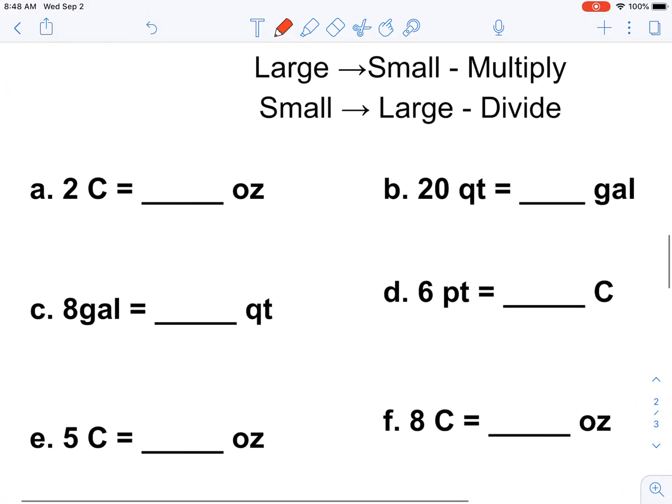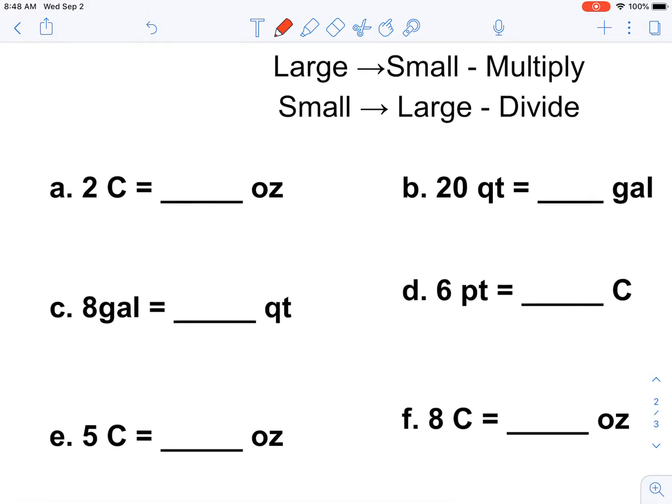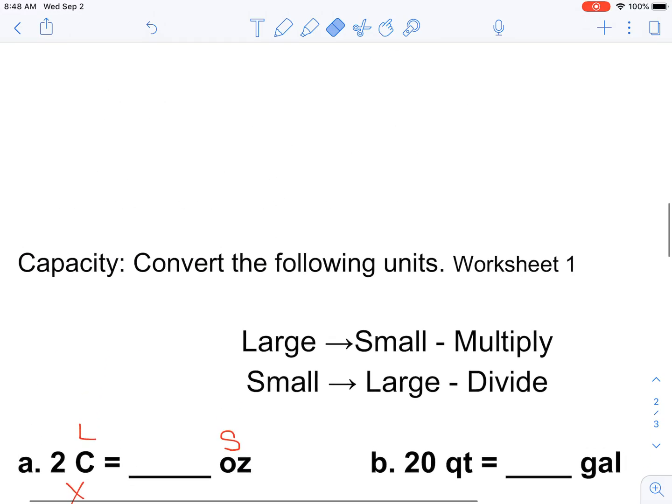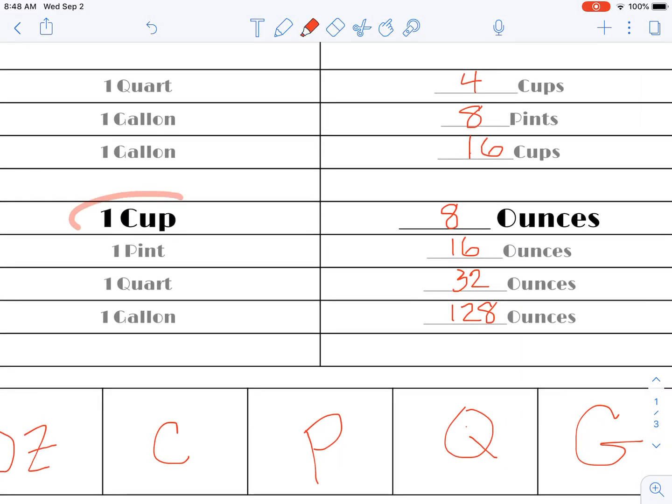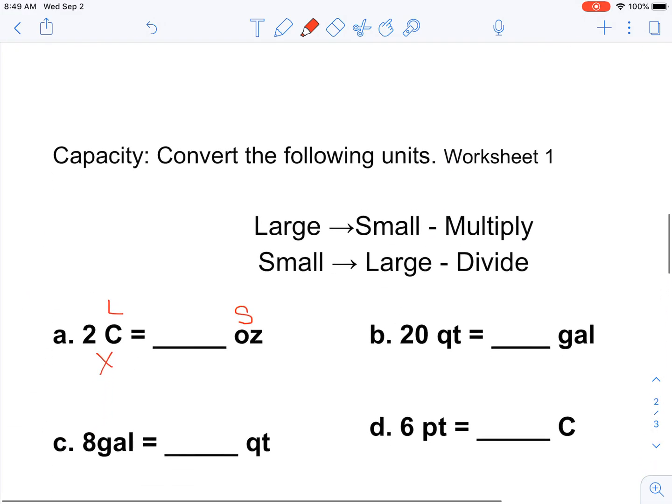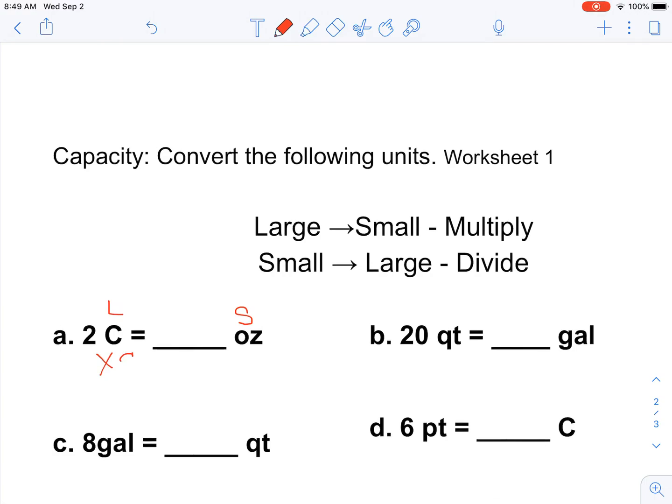In number A, letter A, a cup is larger than an ounce, right? That's large to small, which means that we're going to multiply. And if you don't remember what the conversion factor is, you're going to go back to your chart on the other page and see that there are 8 ounces in a cup. So we would multiply this by 8. In 2 cups, there would be 16 ounces.